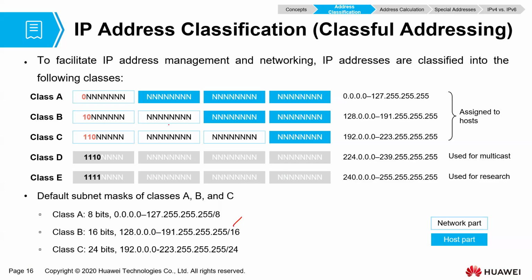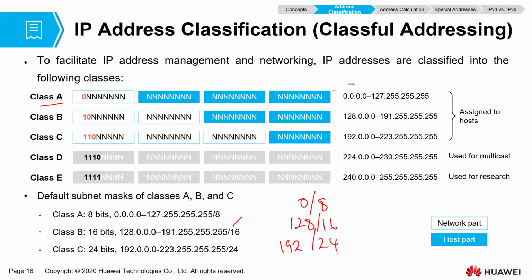So if you're looking at class A, the way I usually do this, class A should be 0/8. Class B is 128/16. Class C is 192/24. So basically, we have a range of IP addresses that we use.